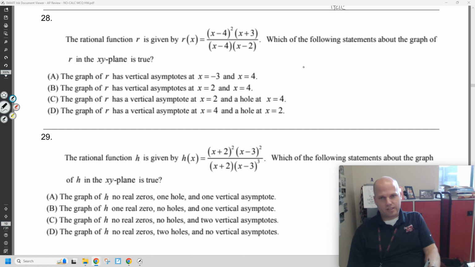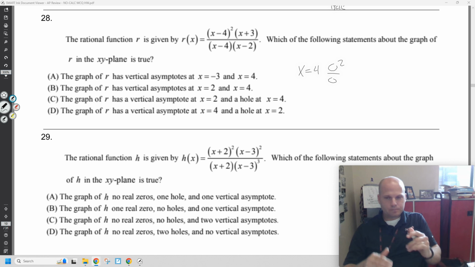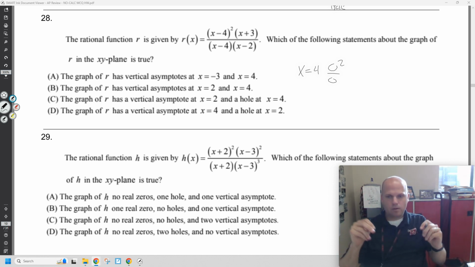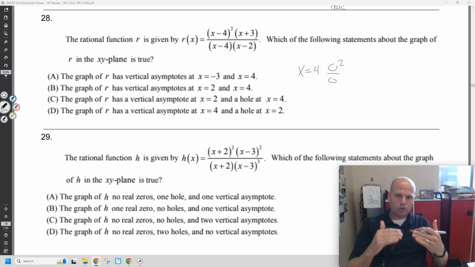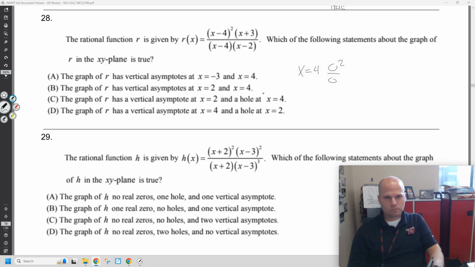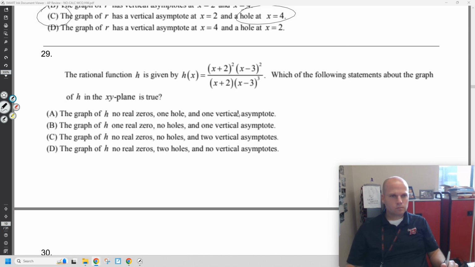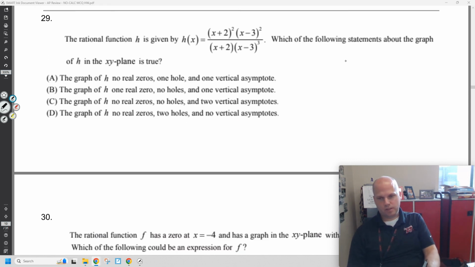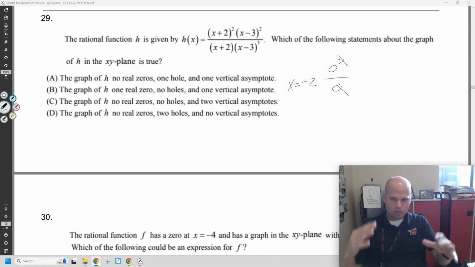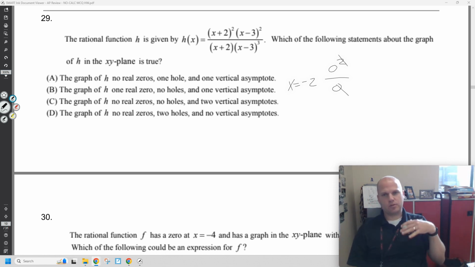Okay. X equals 4. 0 over 0. 2 zeros on the top, 1 zero on the bottom. We'd end up with 0, but it's still a hole. It's just the hole is located at 0. X equals 2, vertical asymptote. Same with this. He's really going hard on these multiplicities. X equals negative 2. We get 0 squared over 0. Well, we'd end up with 0, not a number over 0. X equals -2, hole.